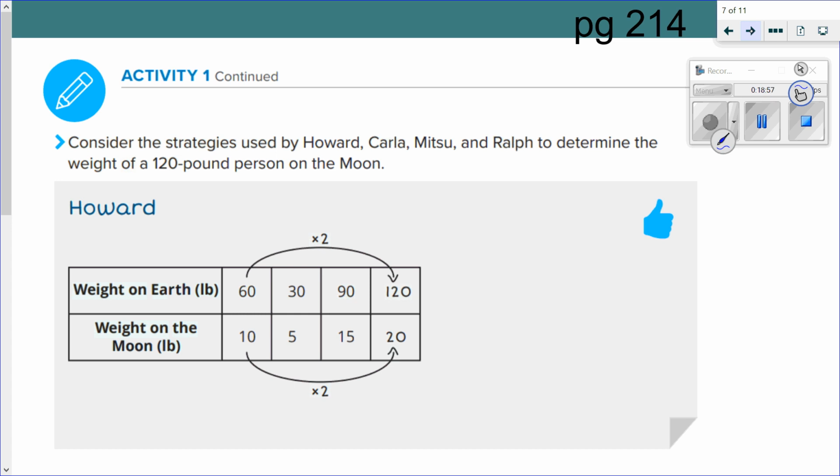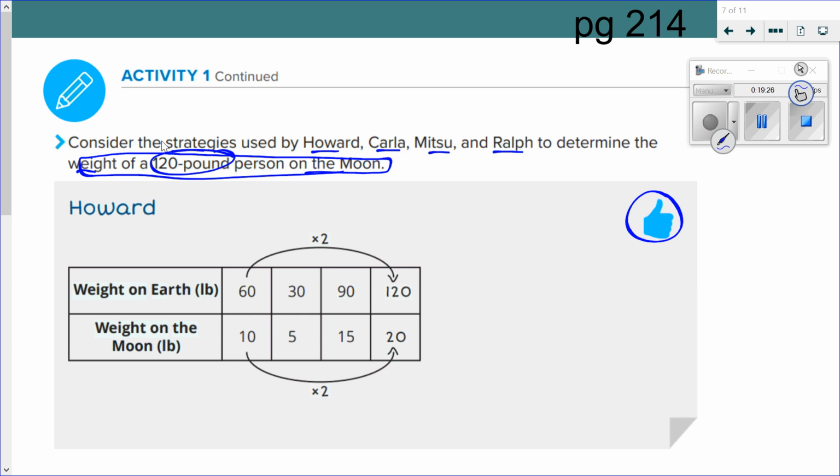Go to 214. This one gets a little complex. I'm going to talk you through it first and try to make sure you understand it. What we're doing: we've got strategies being used by Howard, Carla, Mitsu, and Ralph to determine the weight of a 120-pound person on the moon, 20. Okay? We have 3 different strategies. They've actually given you a good clue as to which ones are good, which ones are bad.